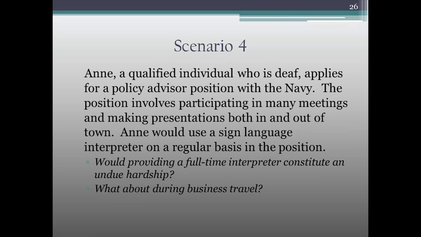Now let's look at another scenario. So here we have Anne. Anne is a qualified individual who is deaf. She applies for a policy advisor position with the Navy. The position involves participating in many meetings and making presentations both in and out of town, and she would use a sign language interpreter on a regular basis in the position. So, the first question we have is, would providing a full-time interpreter constitute an undue hardship? And what about during business travel? Would an interpreter be required while on business travel? So I'll let you think about that for a second.